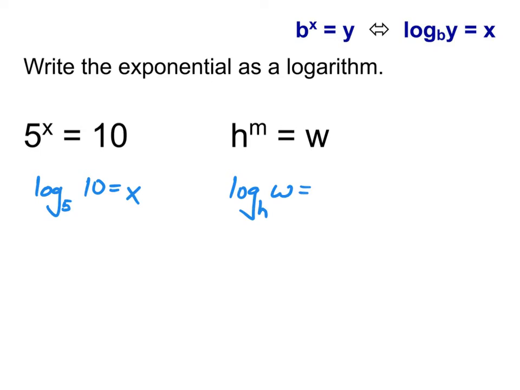Okay, notice where the x is. The x is the exponent. One of the ways that I remember this is that I always remember that log equals the exponent. So whatever the exponent is from the original, that's what log has to equal, because log always equals the exponent. And with that, these two are done. We have successfully now written each of the exponentials as a logarithm.